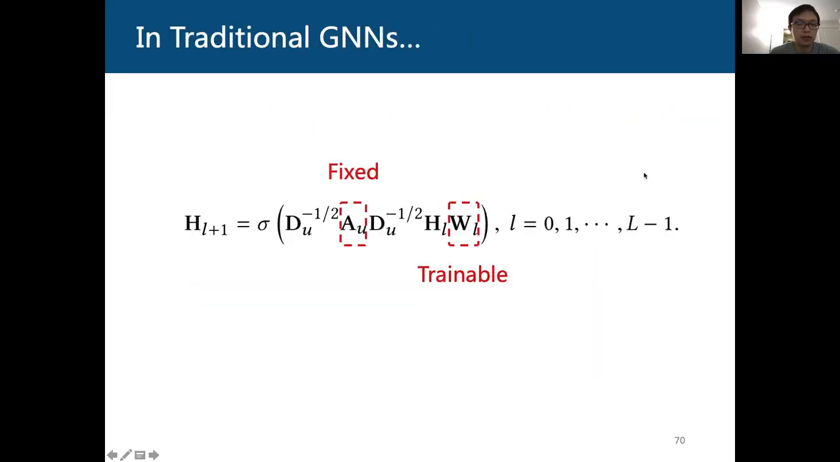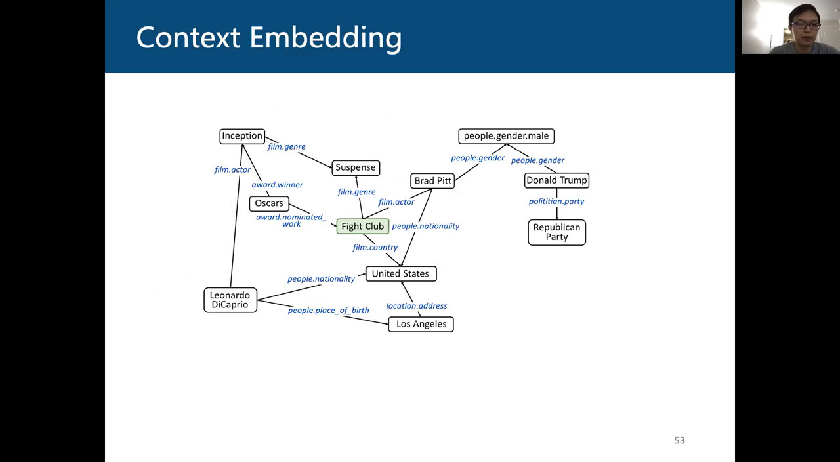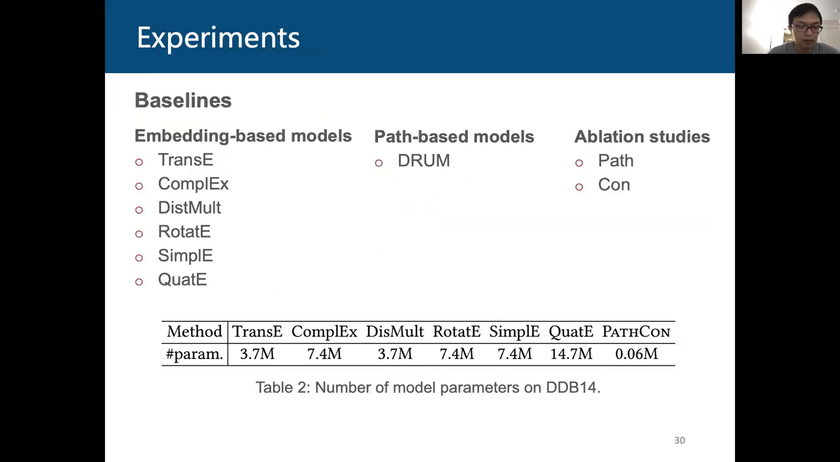Yeah. I showed the result of the number of parameters here. Wait a sec, I'll jump to the slides. So this table shows the number of parameters for all the models on this DDB14 data set. You can see that the number of parameters in our model is much less than these models. This is because these are all embedding-based methods, so they need to assign an embedding for each node and each relation type. But in our model, we do not model node identities. We only model these relation types. So this makes our model more storage efficient.